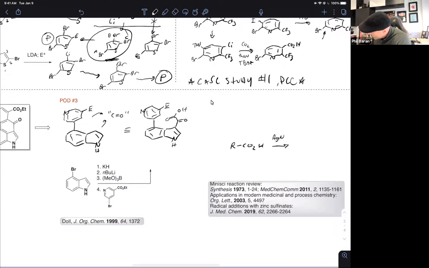something like silver nitrate and something like a persulfate, sodium or ammonium persulfate. And that gives you your radical. So the silver and the persulfate get together and you get silver 2 plus and SO4 anion. And then the silver 2 is the active species to take this thing down to the radical, which gives you back silver 1 plus CO2 plus a proton.